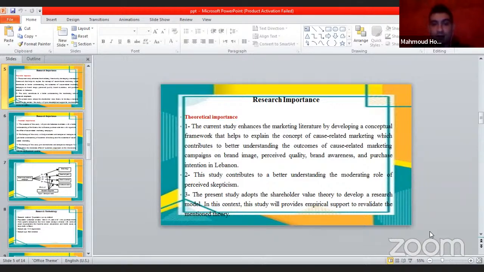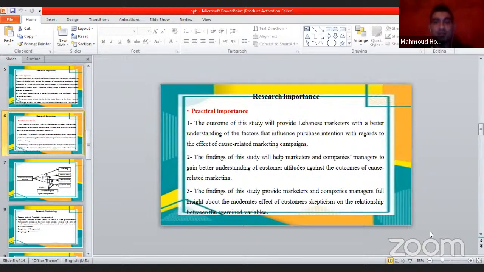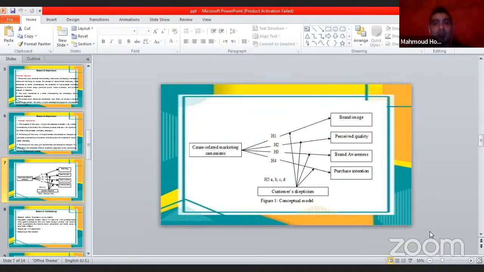As for practical importance, the outcome of this study will provide Lebanese marketers with a better understanding of the factors that influence purchase intention with regard to the effect of cause-related marketing campaigns. The findings will help marketers and company managers gain a better understanding of consumer attitude toward the outcome of cause-related marketing. The findings also provide marketers and company managers full insight about the moderating effect of customer skepticism on the relationship between the examined and investigated variables. Okay, this is the conceptual model.